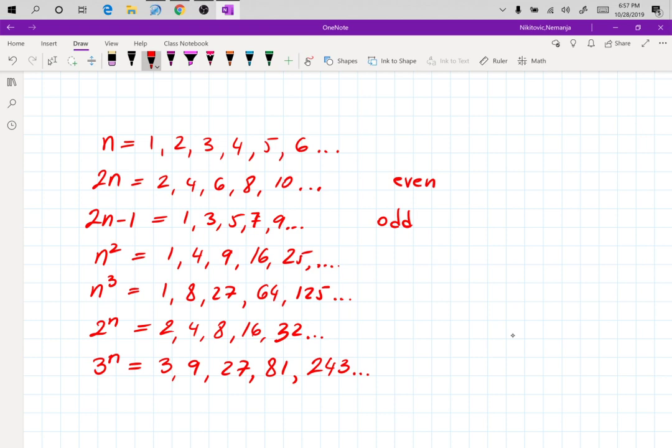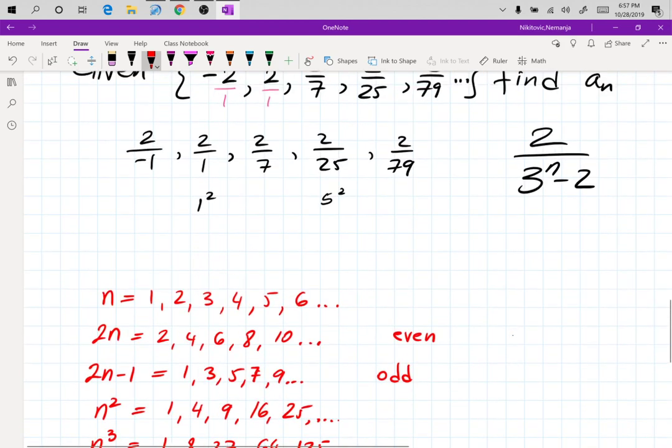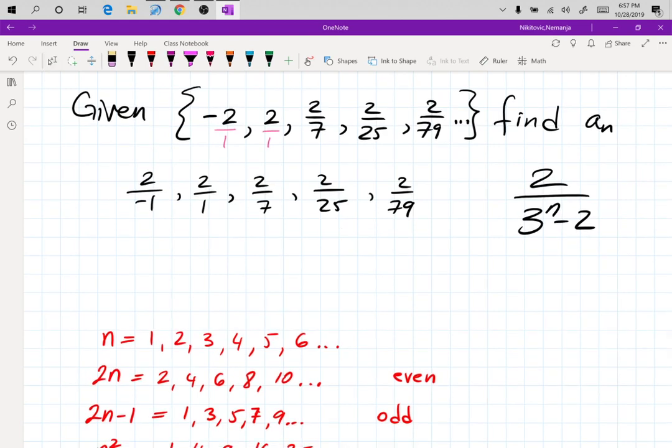Now, if you carefully look at this one, if you are to add 2 to each one of these numbers, what do you get? You get 1, 3, 9, 27, 81, and that is your 3 to the n sequence. So you added 2 to get to the 3 to the n. Take away 2 to get the numbers that you have, and then 2 over, and that's how we get this thing.